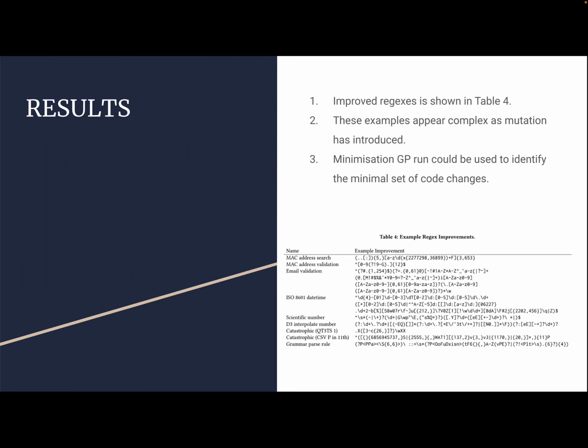An example of improved regexes is shown in Table 4. The examples appear cluttered as mutation has introduced what they consider noise, changes which have no measurable impact on run-time performance. From this result, they can see that improvements are possible, but the result has become less readable. It would appear that the improvement requires more than a single modification of a program.